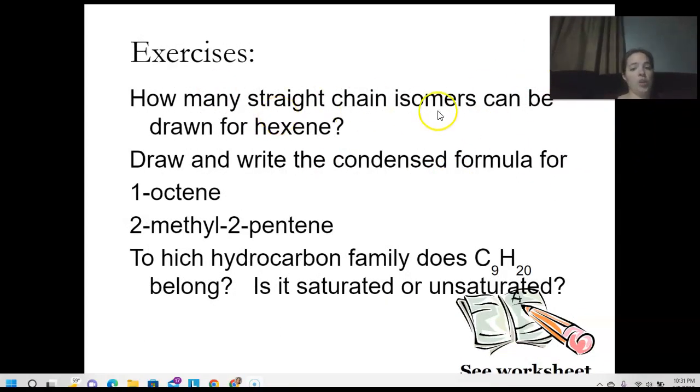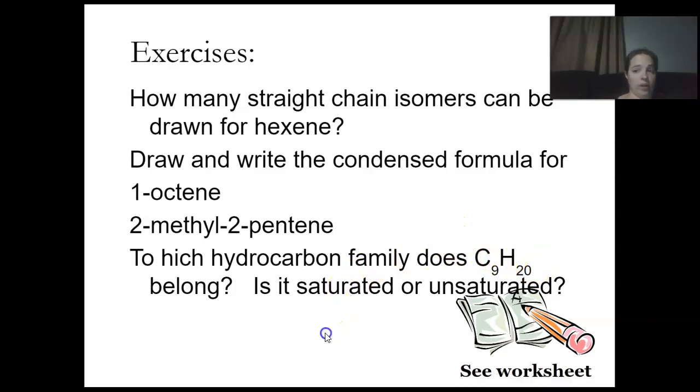Exercise. How many straight chain isomers can be drawn from hexene? Draw out octene and 2-methylpentene. To which hydrocarbon does C9H20 belong? So if you do 9 times 2, that's 18 plus 2. It is the alkanes, and it is saturated.